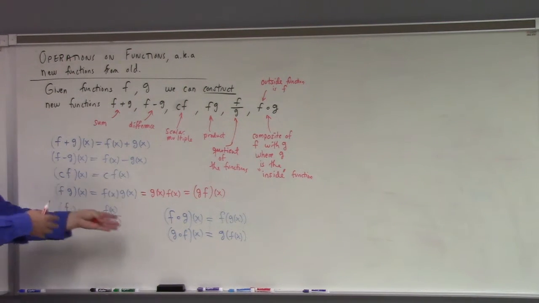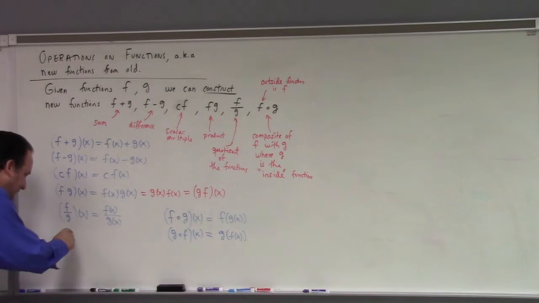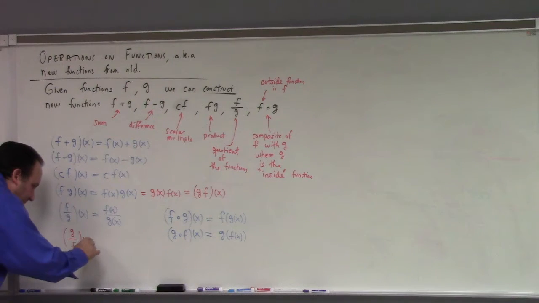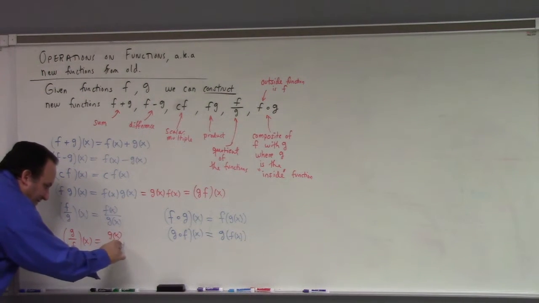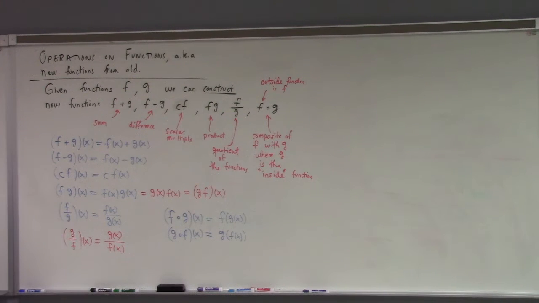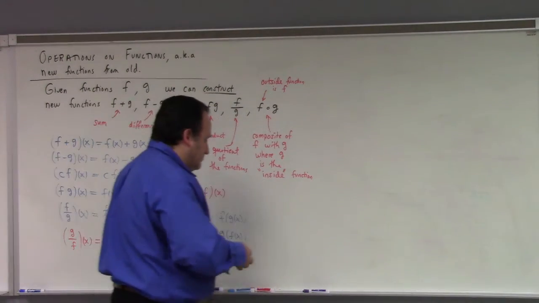It's also true for division. If you did g over f, what would that be? g of x over f of x, right? Those wouldn't be the same either, would they? So composite is more like division than it's like multiplication. There's a difference between one way or the other. It doesn't commute.